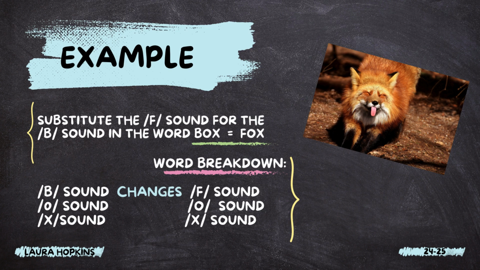Another example is when a student sees the word box. He or she should be able to substitute the B sound for the F sound to make the new word fox. As the student continues to add and subtract letters or sounds out of a word, he or she could create new words such as ox or socks.